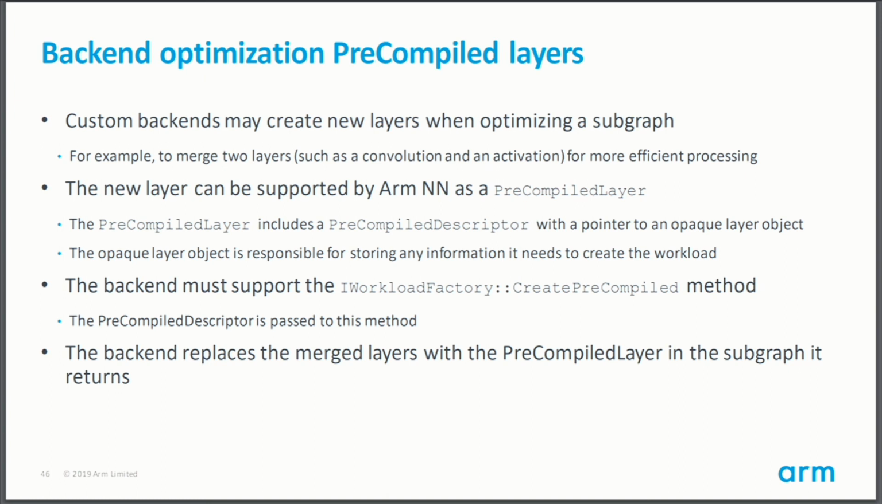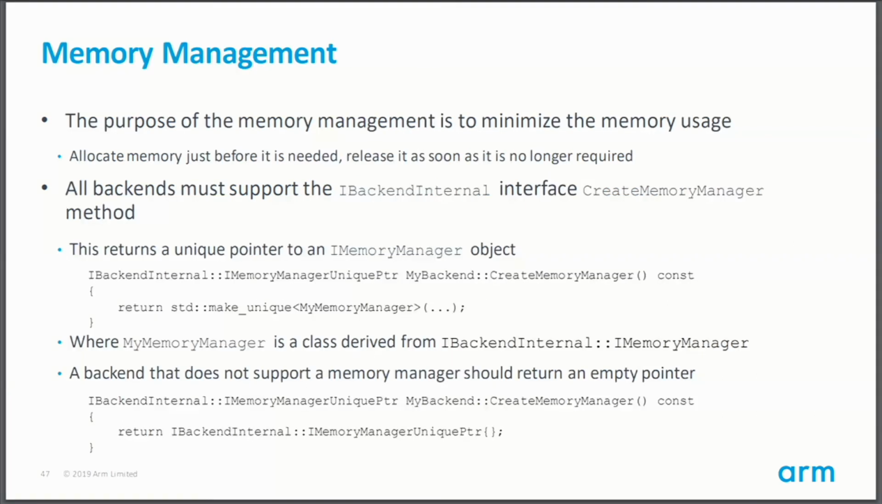The workload factory for the backend must support the create precompiled method to create a precompiled layer that Arm NN does understand, to store this information, and there is a precompiled descriptor that is passed to this method. The backend must replace the merged layers in the subgraph that it's given with the precompiled layer that it creates here, and return the optimized graph to Arm NN.